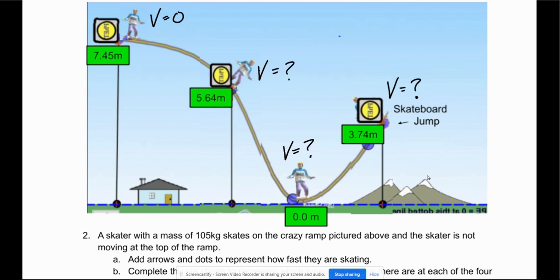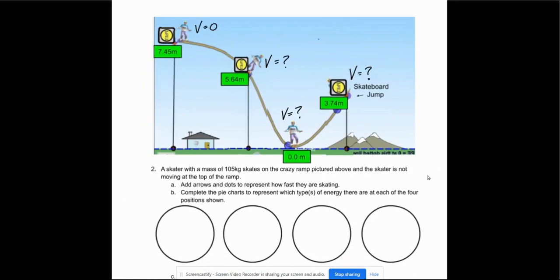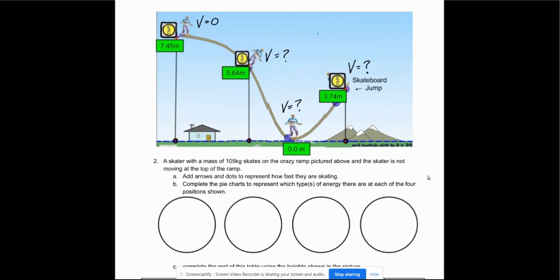So the next thing I'm going to do is look at gravitational potential energy. Here, I will have gravitational potential energy because I have height. So in terms of my pie charts, my kinetic energy is 0 because my velocity is 0. So the only type of energy I have left then is gravitational potential energy. On the way down, it has height, so it does have gravitational potential energy, and it is moving. So that means I have both.